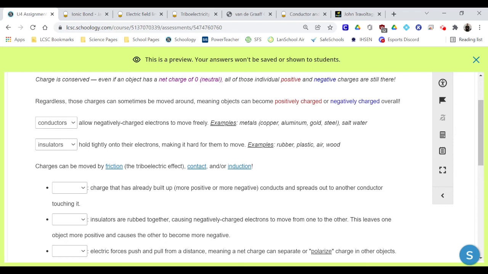You can also move charges by contact. So when things are touching each other, you can have an excess of charge move from one place to another. And you can also charge things by induction, where you cause a push or a pull in something else without needing to touch it.